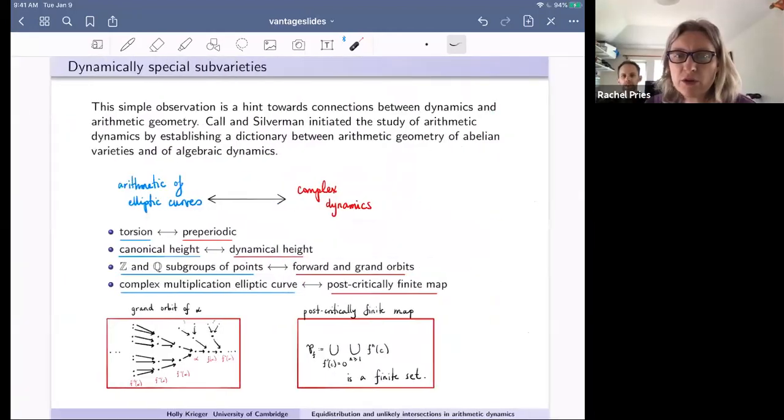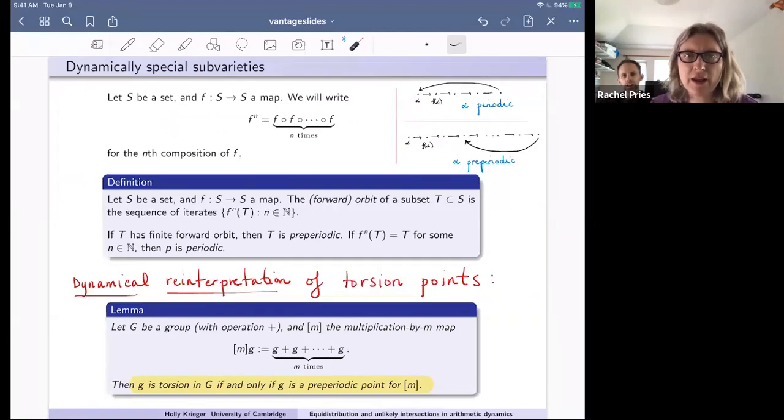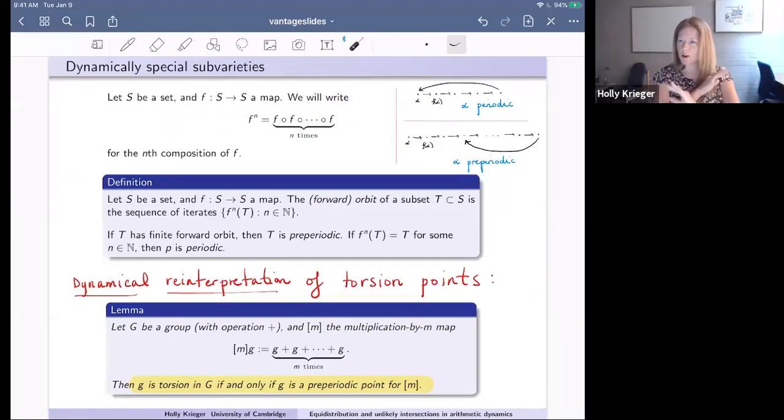Well, Holly, there's one question in the chat about what happens if the sets are not finite. I'm definitely making no assumptions whatsoever on them. They could be infinite, certainly. I suppose if they're finite, then everything has finite forward orbit. And certainly there are interesting questions to ask about finite dynamics like that, but in my world, usually the base sets will be, say, C points or rational points of varieties, so infinite. Okay. All right, thanks, Rachel.